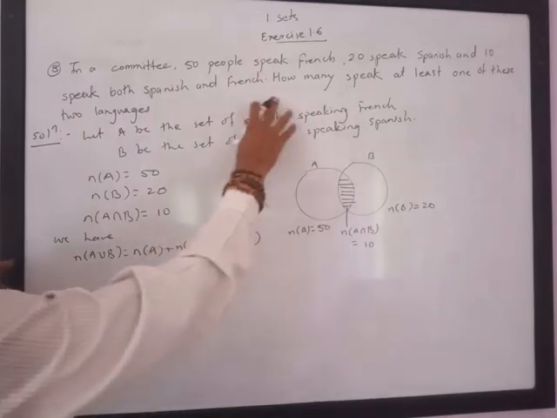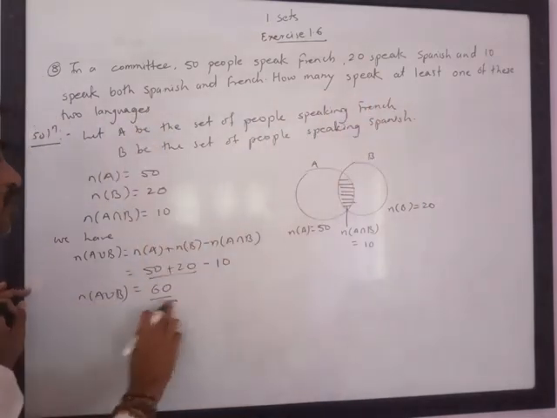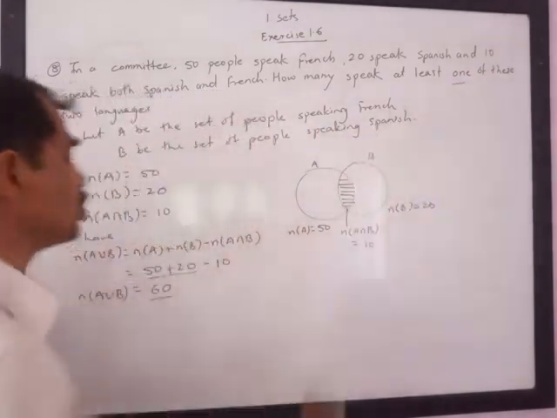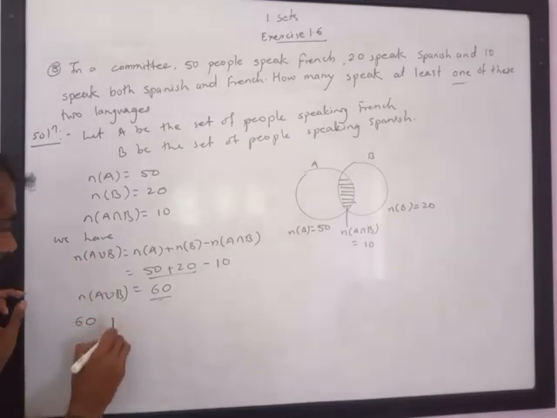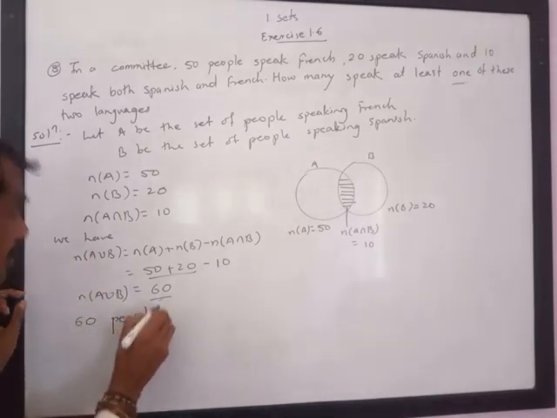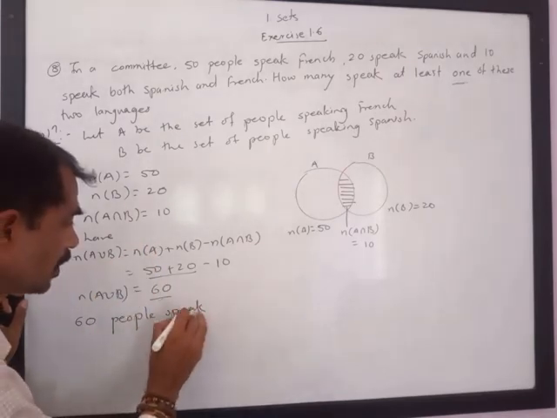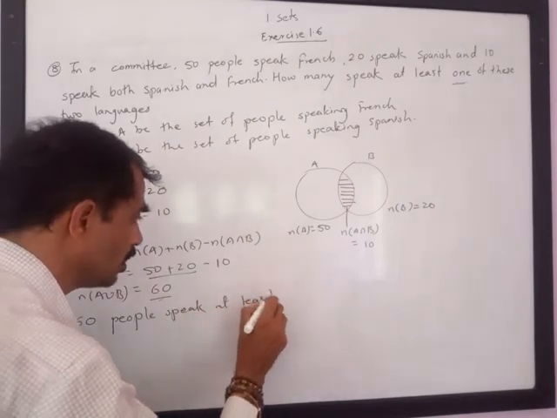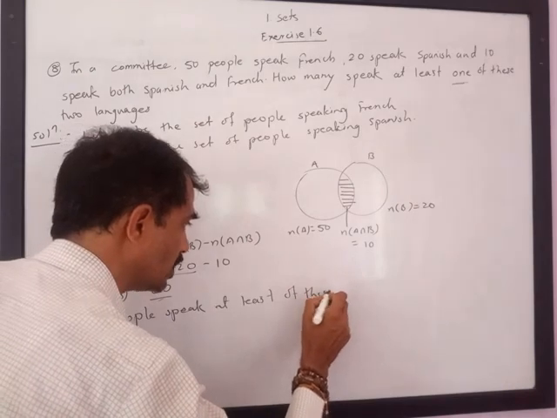It means, thus, how many people speak at least one of these two languages? At least one of these two languages. Understand the meaning of one of these means they can speak both the languages also. So here 60 people speak at least one of the languages.